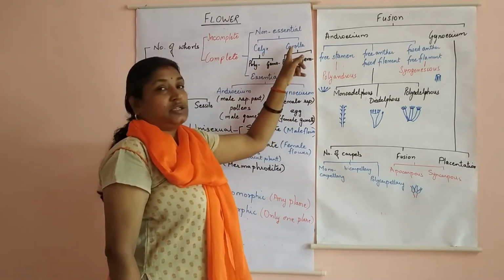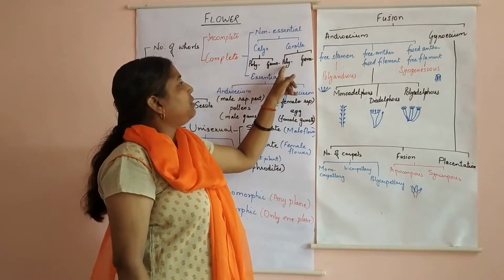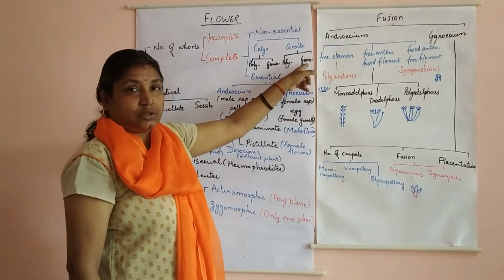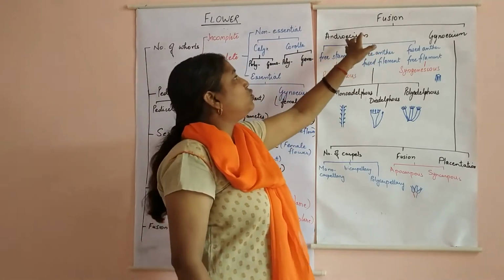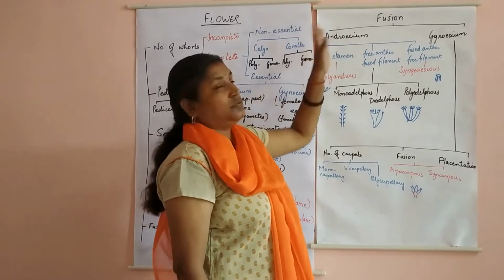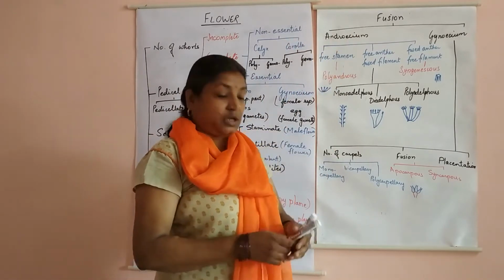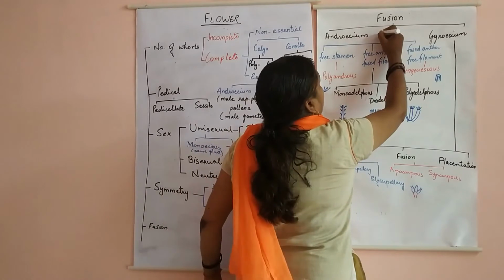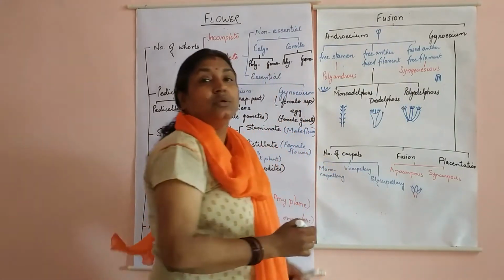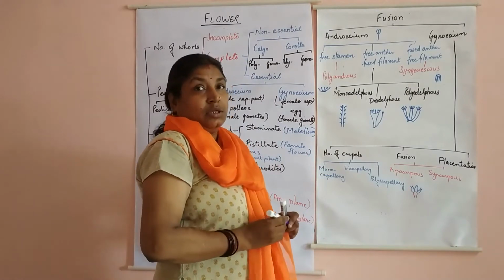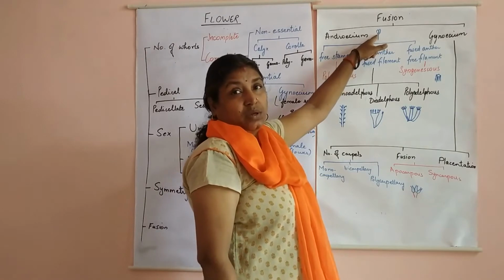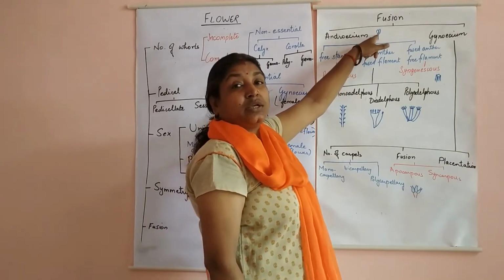If the petals, that is your corolla, are free, polypetalous. If the petals are fused, gamopetalous. Same way we have fusion for androecium and gynoecium also. Coming to androecium, we know androecium is made up of filament and anther. Right? Filament and anther. This entire structure is known as stamen.